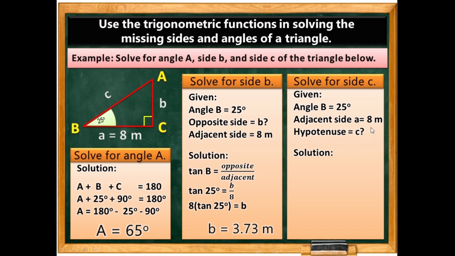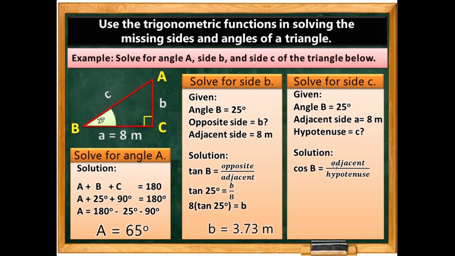Can we use tangent? In this given, there is no opposite side. Can we use the sine? No, because there is no opposite side here. But if we will use B, then we can use the sine. But if we will use adjacent and hypotenuse, we can use the trigonometric function which is the cosine.